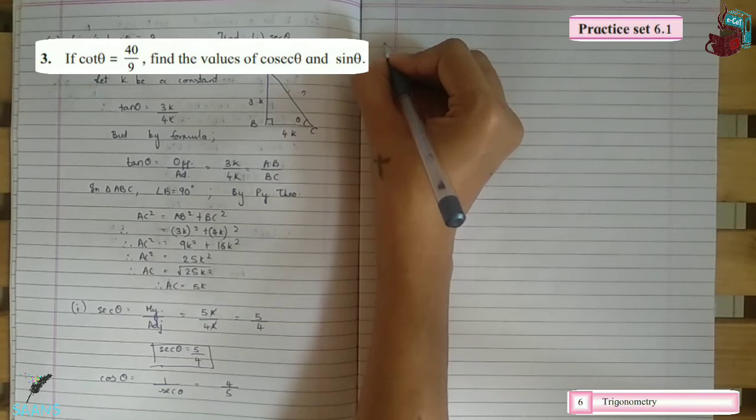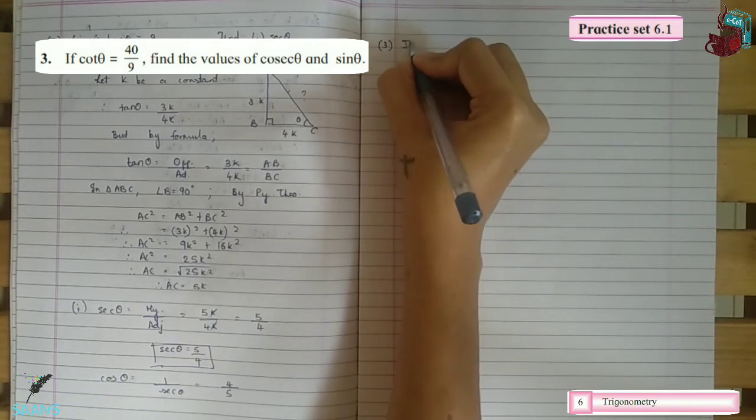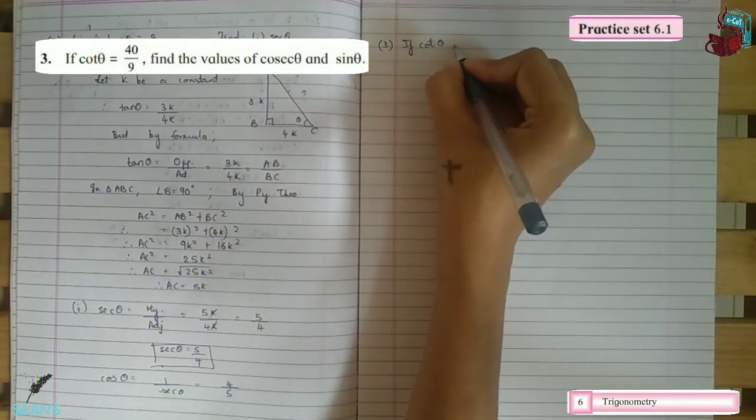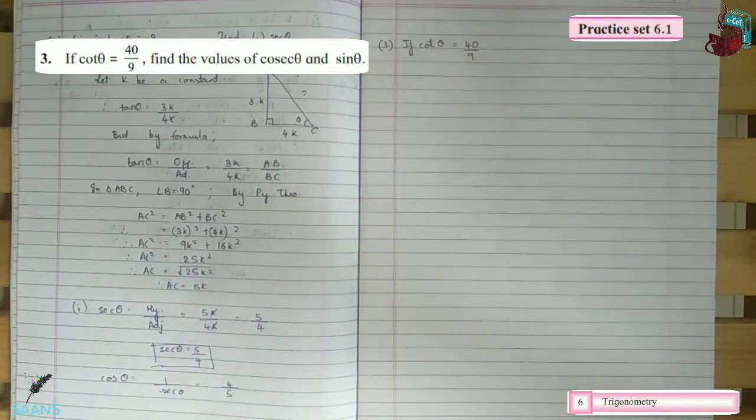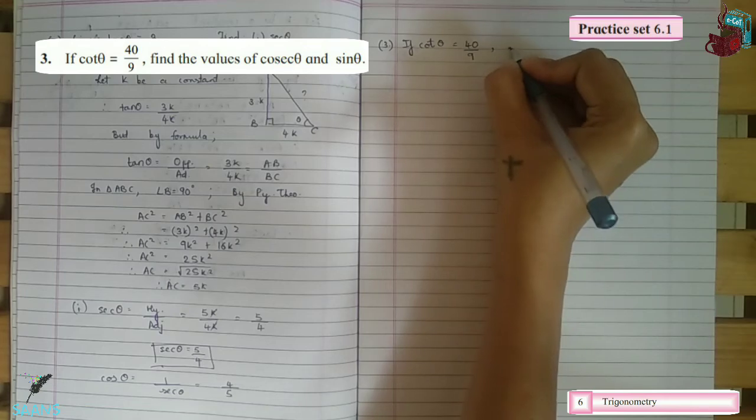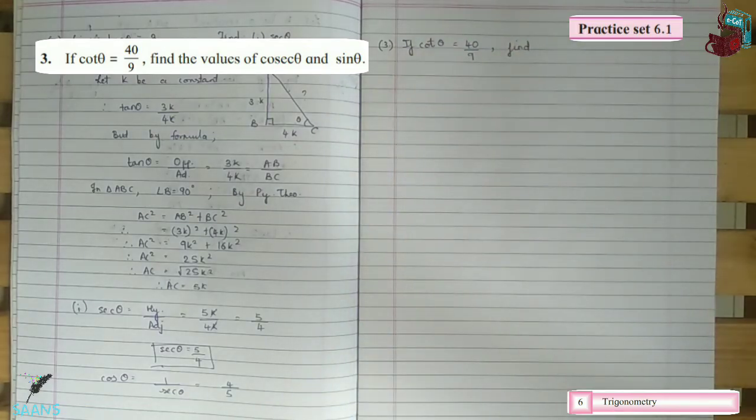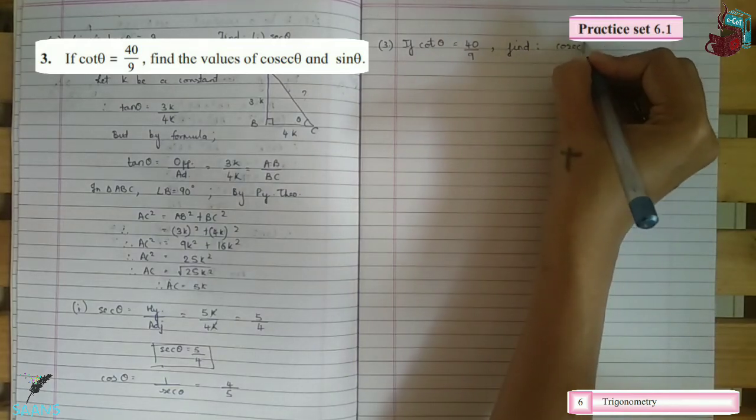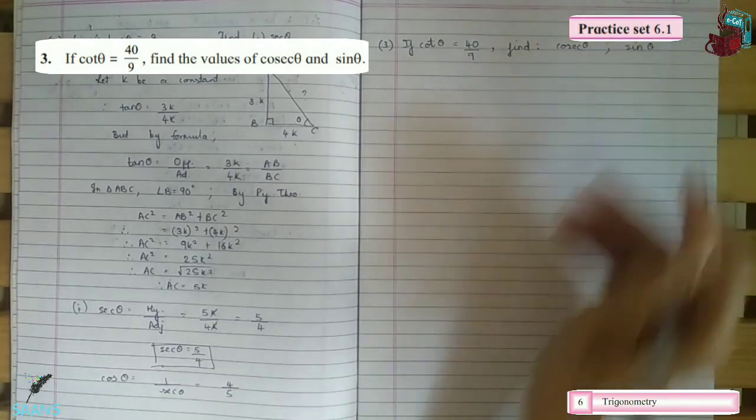Third sum. Cot theta is given. If cot theta is equal to 40 upon 9, now I'll do it by the first method. There's no particular reason, I just want you all to get used to it. Find cosec theta, and they're asking us sin theta. Easy, no problem at all.